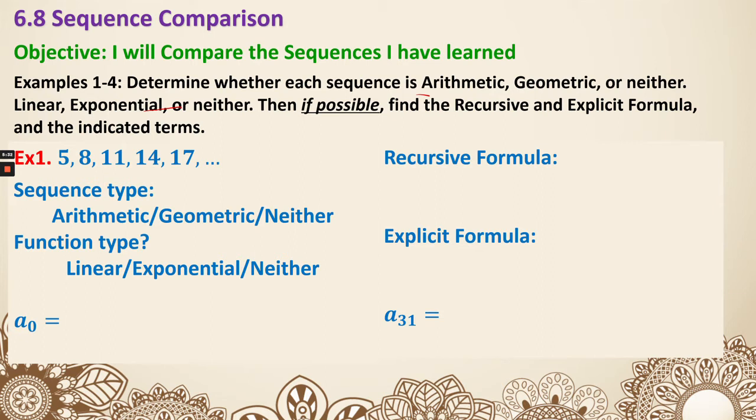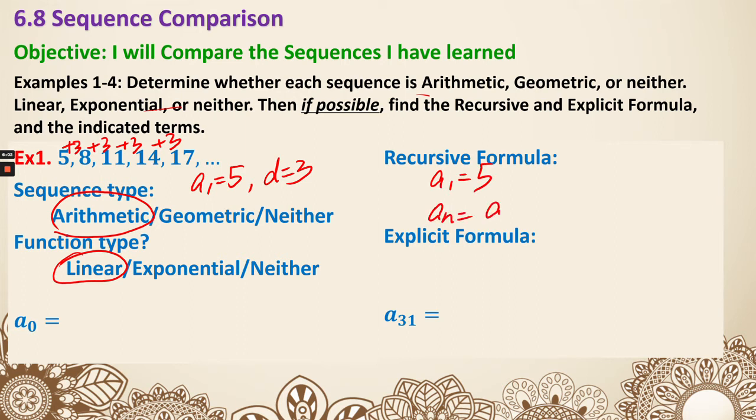So for this one, 5 to 8, I'm adding 3, 8 to 11, adding 3. And remember to confirm the sequence type, we are going to need to check for every single pair of numbers. In this case, since we're adding the same number all the way, that's going to be an arithmetic sequence. And for the function type, arithmetic is going to be linear. Then that means we can find our recursive formula. A sub 1 is 5, and our d in this case is 3. So a sub 1 is 5, and a sub n equals a sub n minus 1 plus 3.